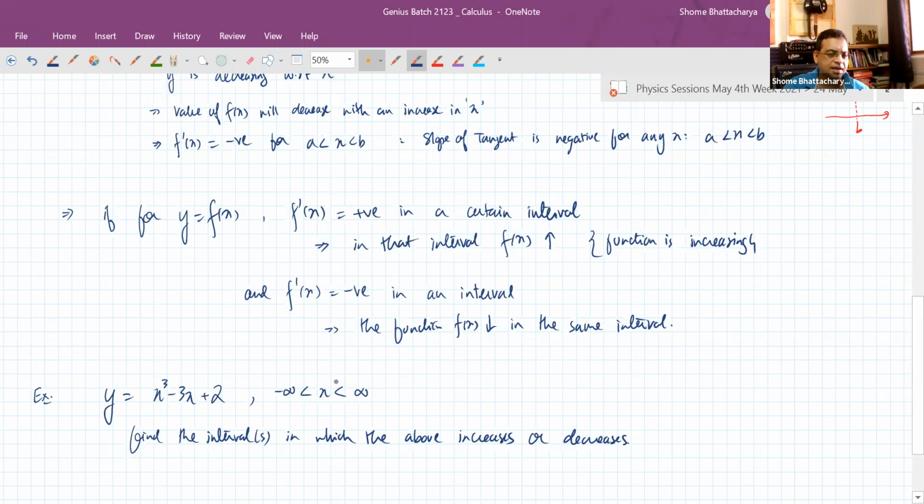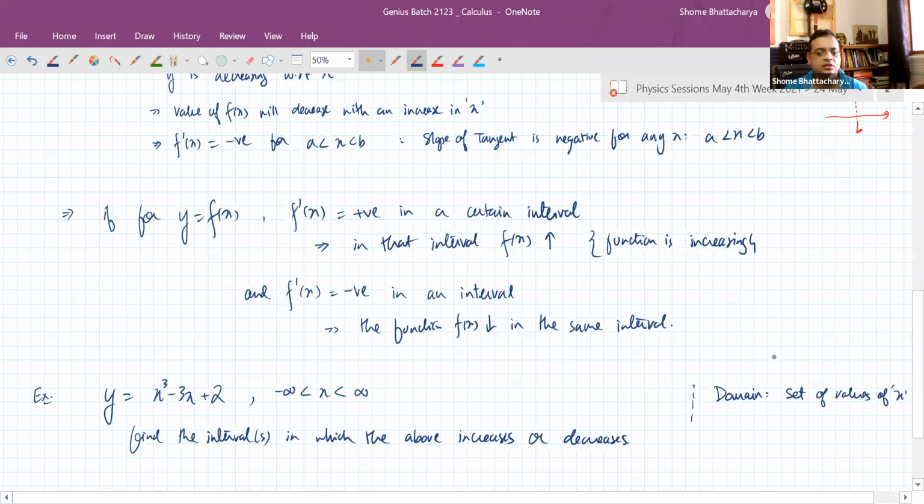Okay. So in that entire domain of x, the values of x that we take for a function, in the official language of calculus, that is called the domain of a function. Domain is the set of values of the independent variable x, for a function y is equal to f(x), whereas the range of the function is basically the set of values of y.